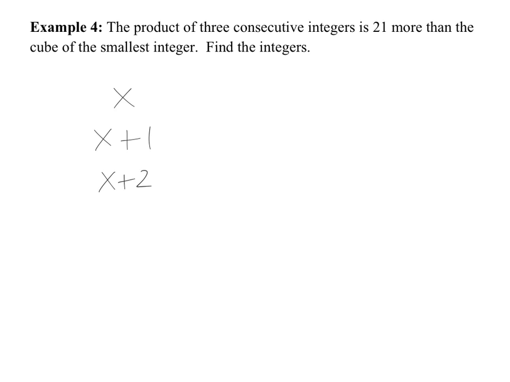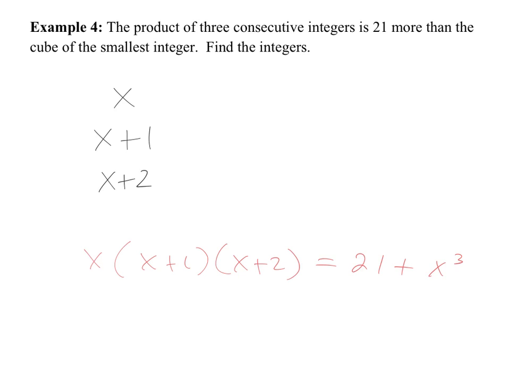We know that the product of these three, the product, how do I write product? So there's the product. The product of these three consecutive integers is, what does is mean? Equal to? 21 more than. Tristan, 21 more than. 21 plus the cube of the smallest? x cubed. x cubed. Very good. Everybody see that equation? Does that make sense? You need to take English and translate it to math. Or whatever language you are reading and translate to math.